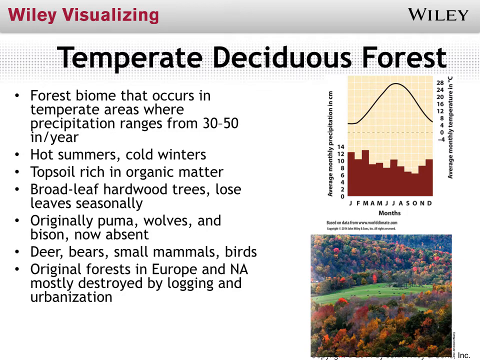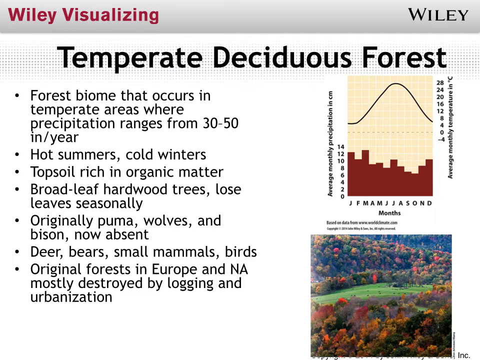Then we have a biome called the temperate deciduous forest. The last two biomes we spoke about were conifer dominated, pine trees. This type of biome is dominated by deciduous trees. Deciduous trees are those that basically lose their leaves every year. So oaks, maples, all sorts of other trees that we typically call hardwood trees, that lose all their leaves in the fall and turn pretty colors like the image we see on the bottom of the screen.